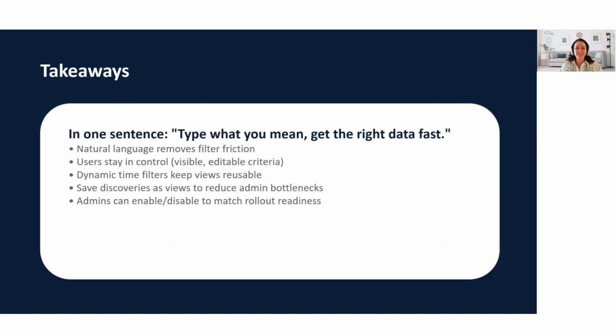Type what you mean, get the right data fast. This removes friction, keeps users in control, handles dynamic dates well, and lets users save useful results as views. And admins control rollout. If you want to make this real after today, pick one team, pick 3 high-value prompts, and pilot for 2 weeks. Capture what worked, what did not work, and create your prompt playbook and extend that to your team members.